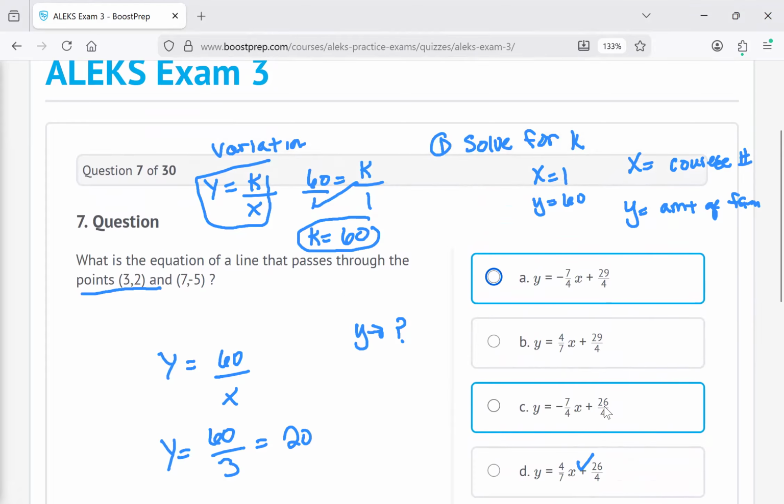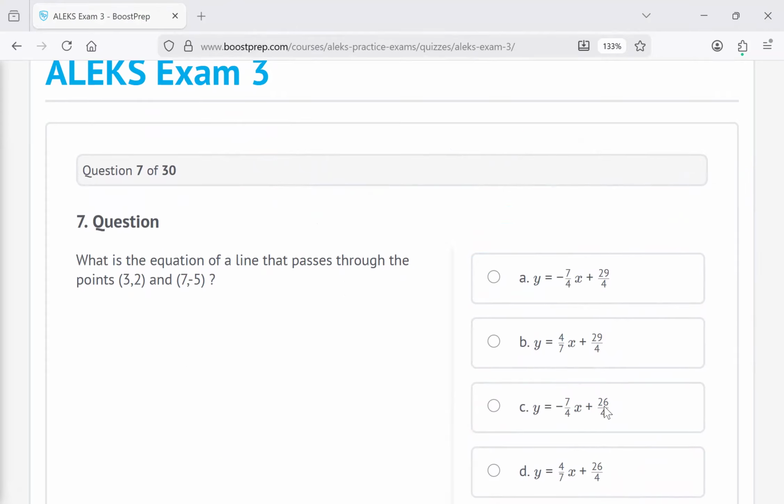Okay. Question 7 says, what is the equation of the line that passes through the points (3, 2) and (7, -5)? If you look at all our answers, A, B, C, D, they're all linear, in point-slope or slope-intercept form. So they're all in the form y equals mx plus b, right? What we've got to do is find our m and find our b. Unfortunately, we don't have any of that. We don't even have a b. Sometimes they give it to you. They only give us 2 points, (3, 2) and (7, -5).